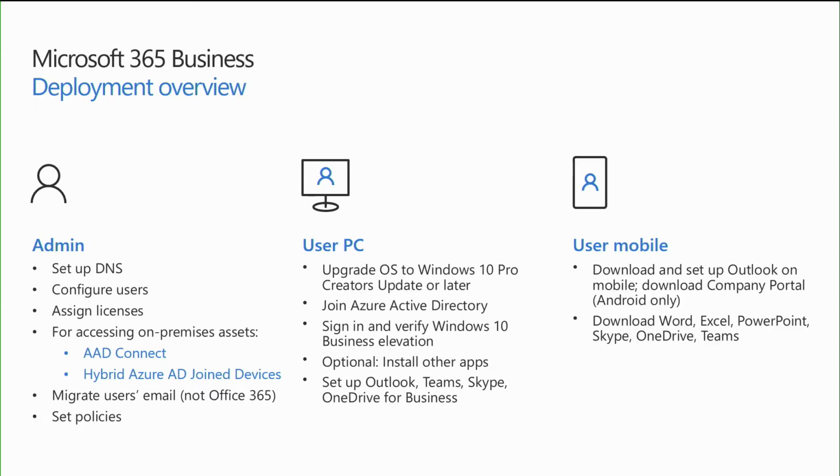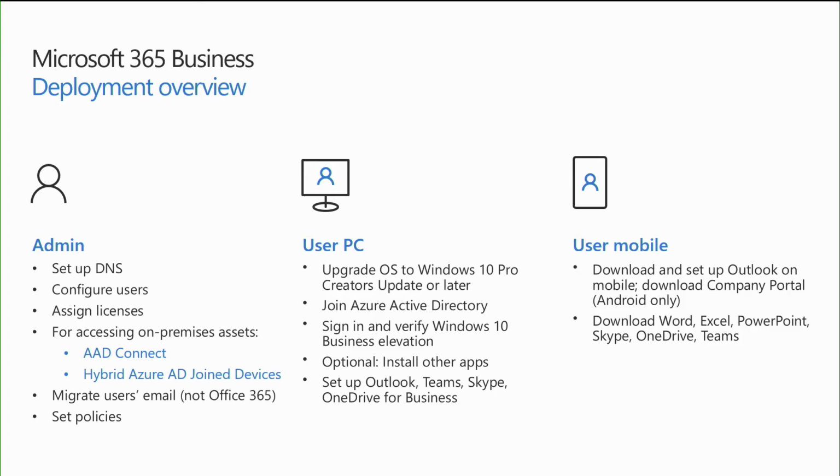And so in terms of admin policies, you would set up DNS, configure users, and assign the licenses. You would enable AAD Connect if you're looking at on-premises assets. You will enable hybrid Azure AD configuration, and we'll talk more about that. And then you can set policies using the centralized console.